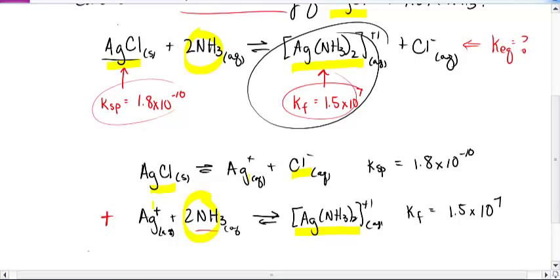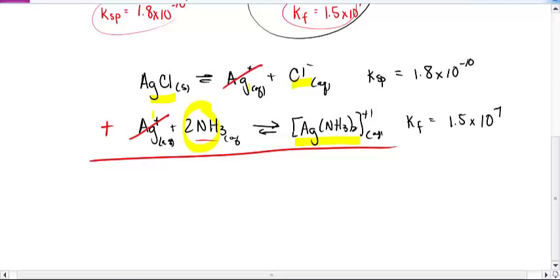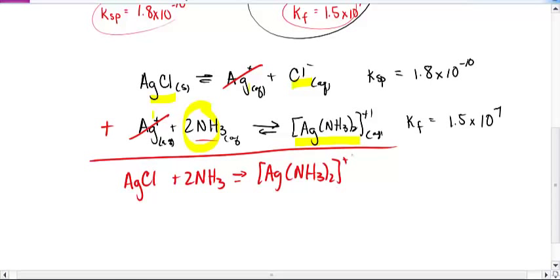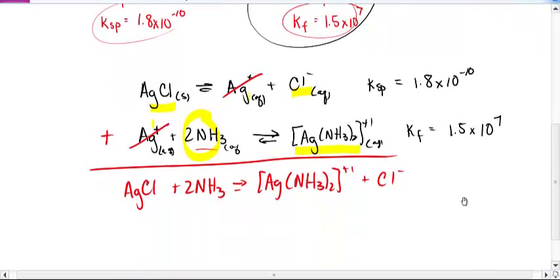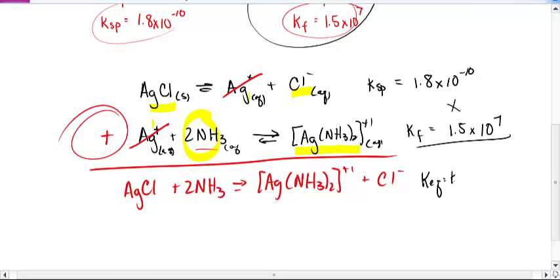So if we add these 2 reactions together, the silver ions cancel, and we end up with AgCl plus 2 ammonia yields the complex ion and the chloride ion, which is exactly what we want. And remember, we've done this in an old chapter. If you add these 2 reactions together, you multiply the K values. So our Keq will be the Ksp times the Kf, which when you multiply those, you get 3.1 times 10 to the minus 3. Now we have enough information to find the molar solubility.